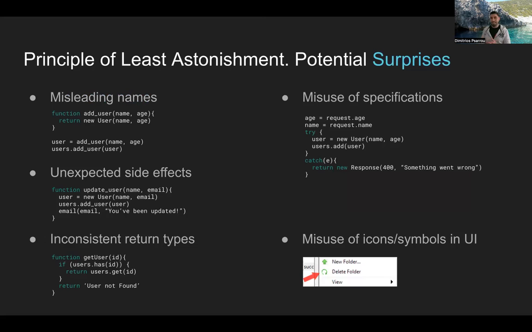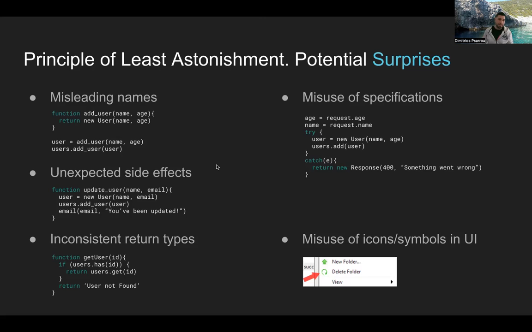All right, let's have a look at some other surprises. How about misleading names? Here we look at the function addUser, that says it's adding a user, but doesn't really do it. It just returns a new instance of the user. If you look at it where it's used, you would say, did it add a user here? What is actually happening? It's confusing and it's surprising.